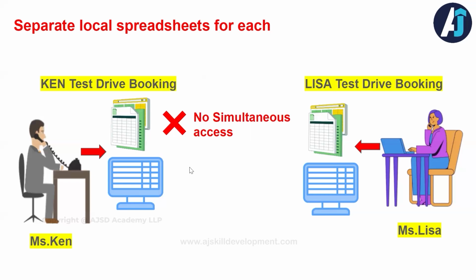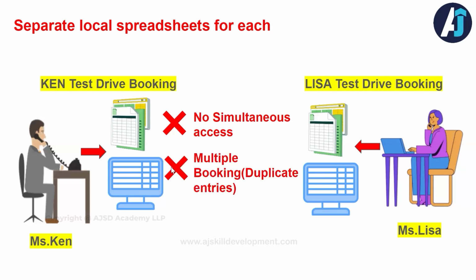Next, what can happen here? What is the other disadvantage? Can you just imagine and reflect upon this? The next disadvantage is, imagine that Ken is not aware that Preeti's test drive booking was made by Lisa. He might enter Preeti's test drive booking in his sheet again. So there might be duplicate entries, like multiple bookings can happen, leading to confusion also. Okay, so though local spreadsheets have many advantages for the business, these kinds of issues occur here.